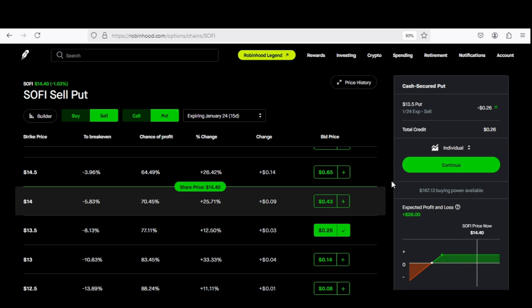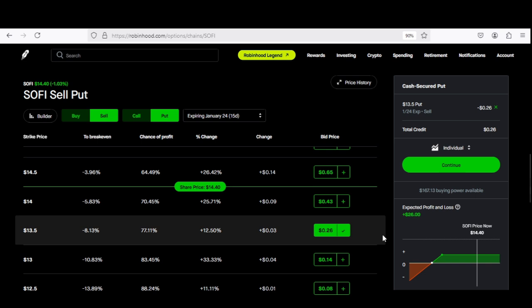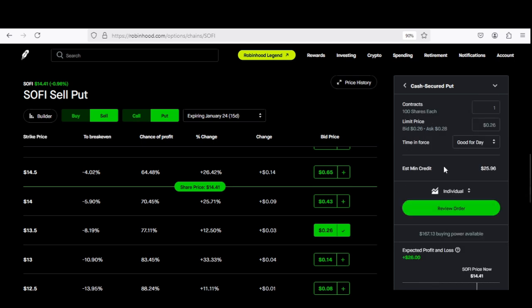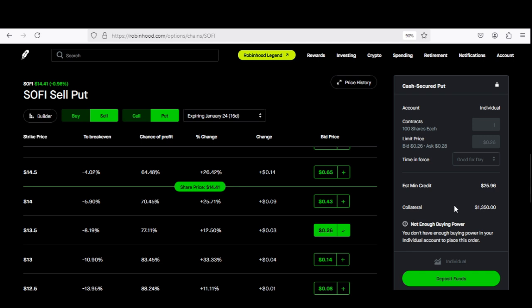So this option strategy is the cash secured put. In order for you to do the cash secured put, you will need to leave what's known as collateral. So the collateral you're going to have to leave is going to be $13.50. Once again, we need to multiply that by 100 shares. So that's going to give us $1,350. Now, if you're trading with a small account, $1,350 is going to work for you. Let's go ahead. We're going to hit continue and review.